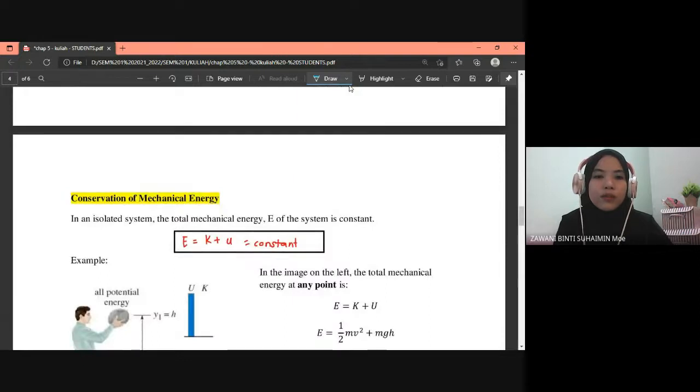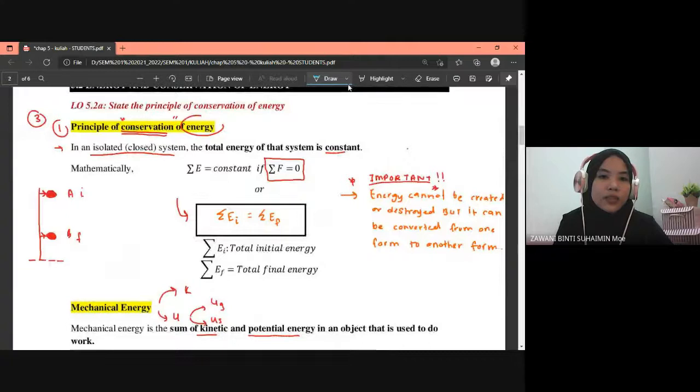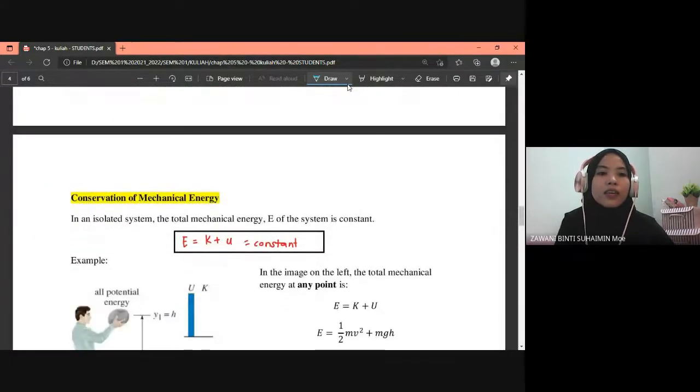Okay, so selepas tu tadi kita ada conservation of energy in general. So this one is the second conservation of energy, iaitu kita fokus kepada mechanical energy. As you know tadi mechanical energy kita ada kinetic dan juga kita ada potential energy. Potential energy terbahagi kepada dua lagi iaitu U gravitational potential energy dan juga elastic potential energy.